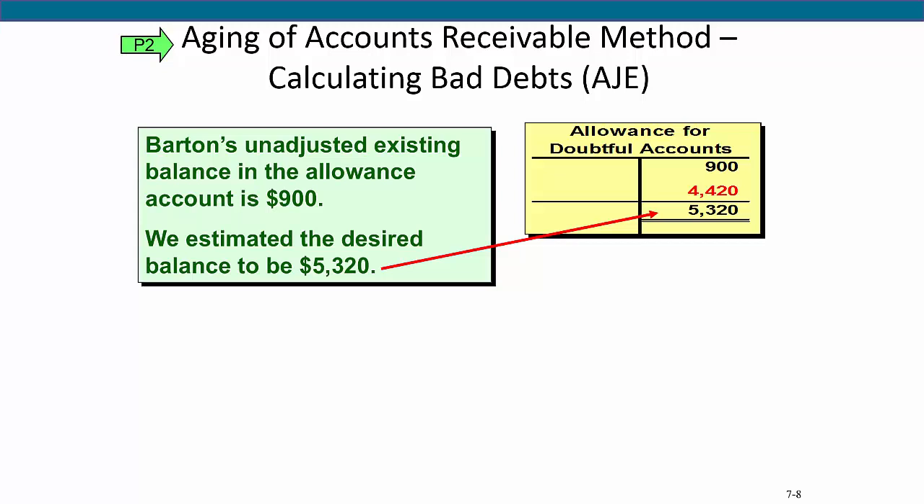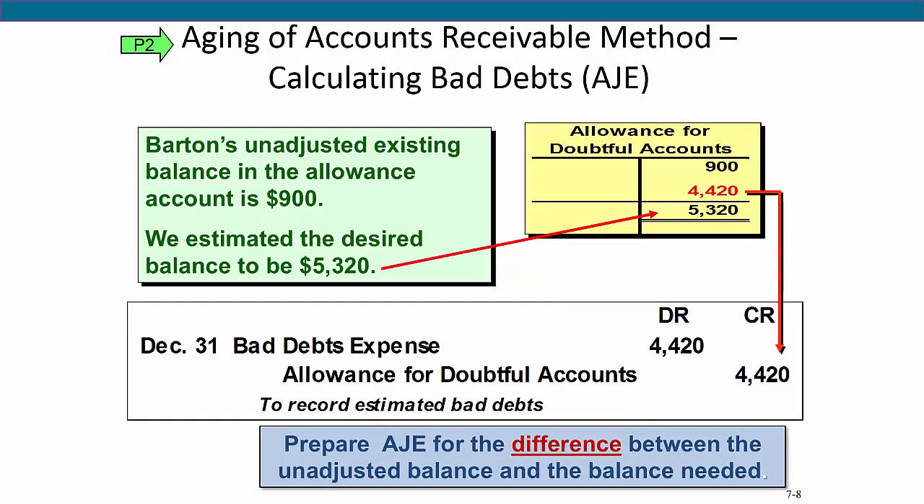The solution is found by comparing the unadjusted balance in the account with the desired amount. In this case, the adjustment to bring the allowance to the correct balance would be a credit of $4,420. The adjusting entry would be to debit bad debt expense and credit allowance for doubtful accounts for $4,420. A note of caution.